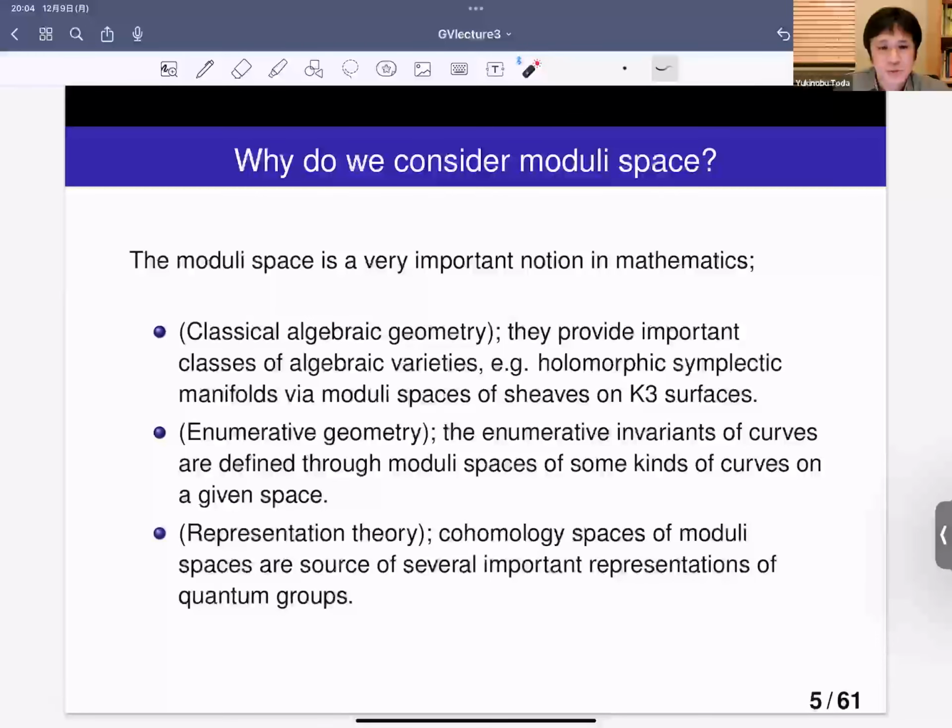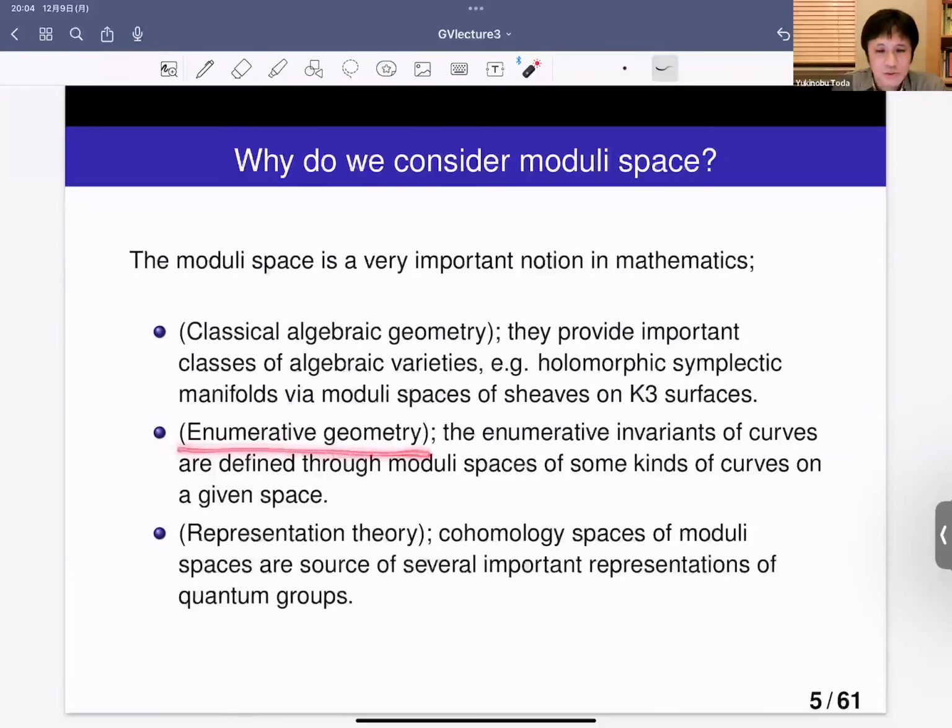And as I said, the moduli space is a very important notion in mathematics, not only in algebraic geometry. I will also show later that they provide important classes of algebraic varieties. For example, if we consider the moduli space of some sheaves on a K3 surface, then it has a holomorphic symplectic structure. This is a very interesting example of holomorphic symplectic algebraic varieties.